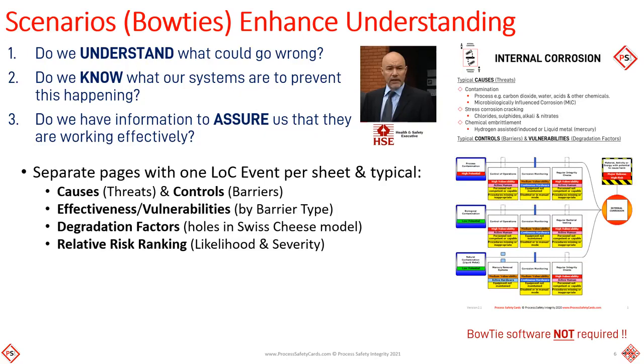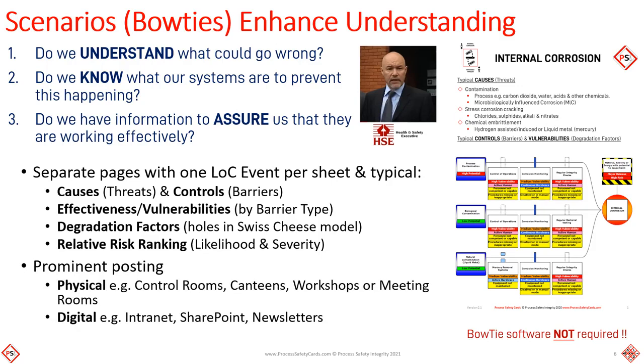Scenarios are summarized with one loss of containment event, or bow tie per sheet, with causes or threats, controls or barriers, effectiveness and/or vulnerabilities by barrier type, degradation factors or holes in the Swiss cheese model, and relative risk ranking, based on threat likelihood and release severity. Scenarios can be posted in prominent locations, either physically, for example, in control rooms, canteens, workshops or meeting rooms, and/or digitally, for example, on an intranet, SharePoint or via newsletters.